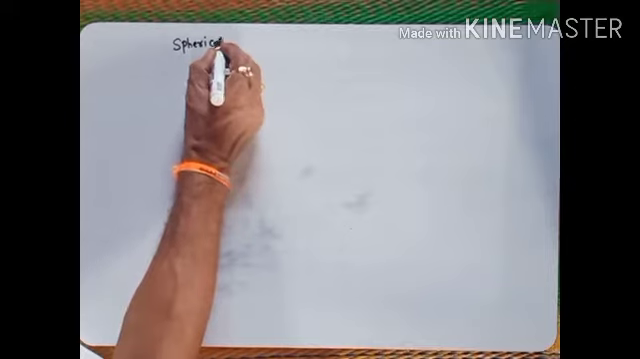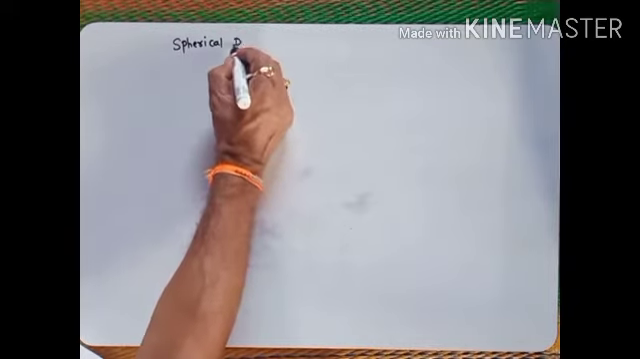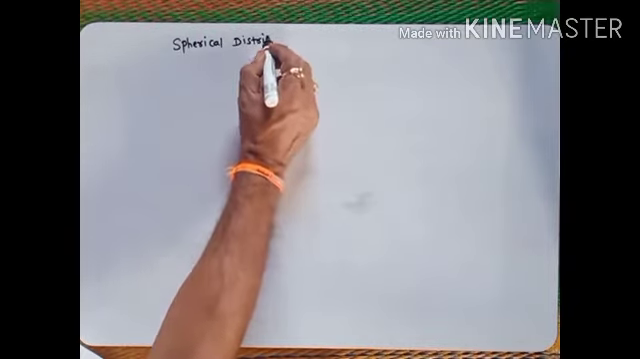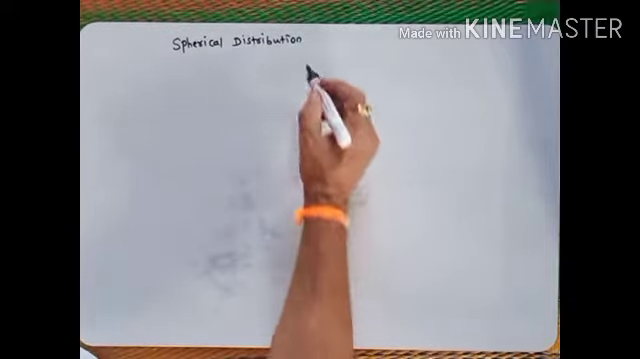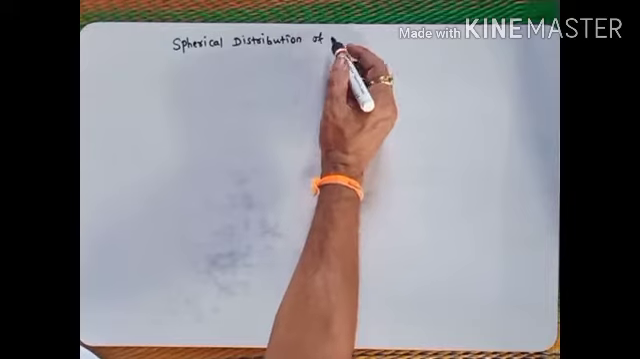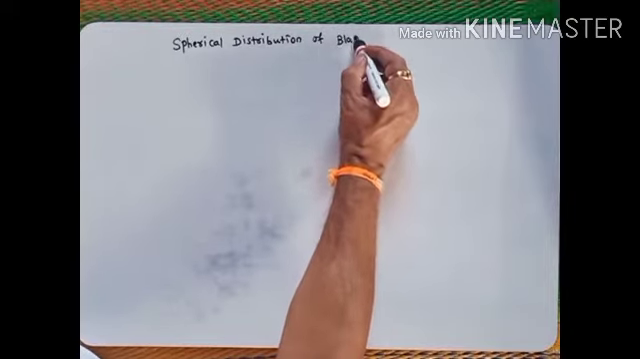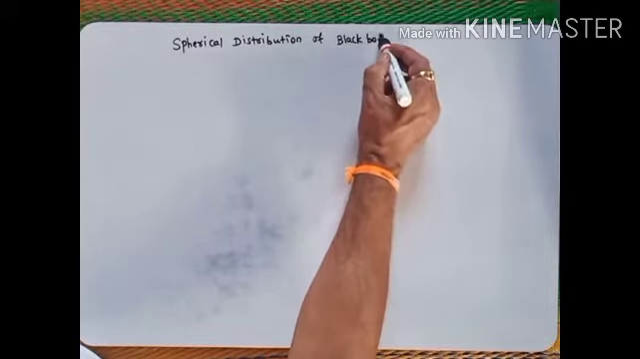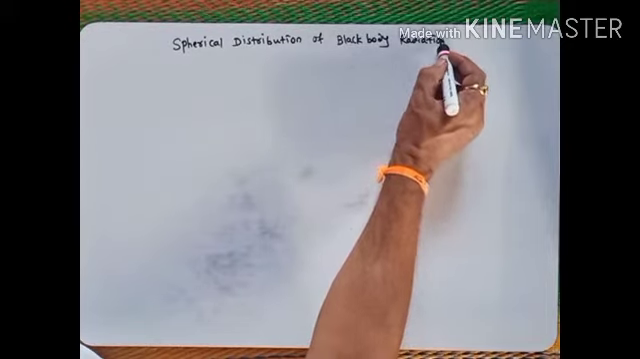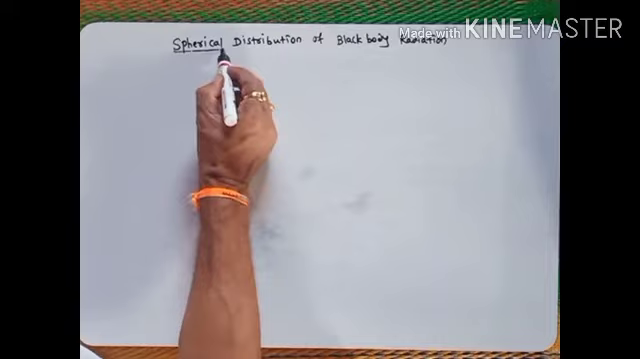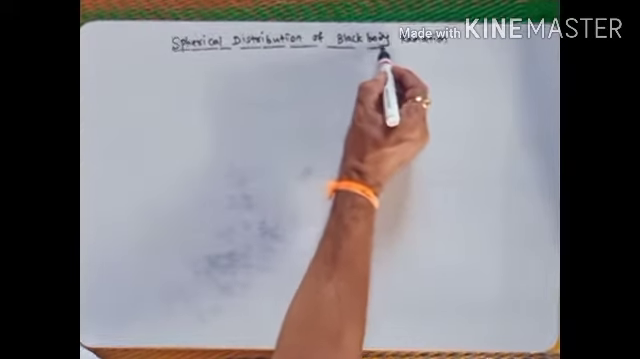Spherical distribution of black body radiation.